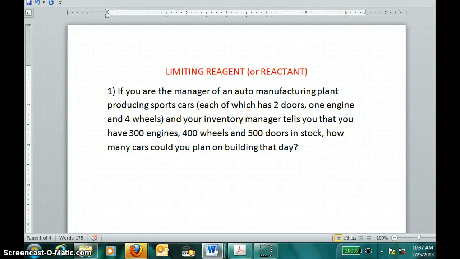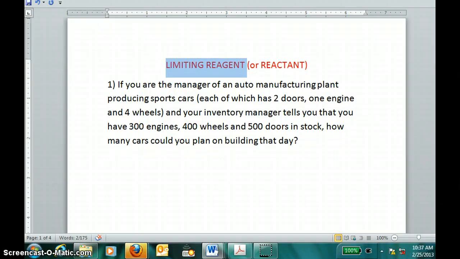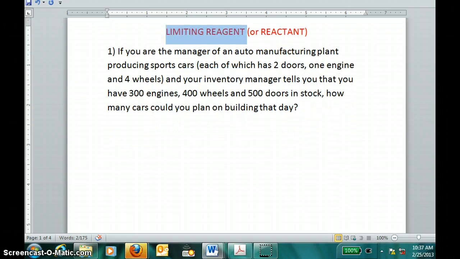So what is a limiting reagent, or called by some a limiting reactant? Simply put, it's any substance used in the production of some final product that runs out over the course of the manufacture process. And of course, once you run out of something you need to build things, you stop building.